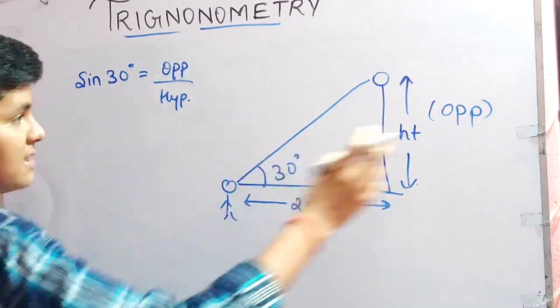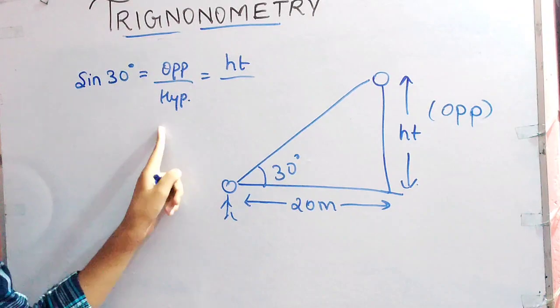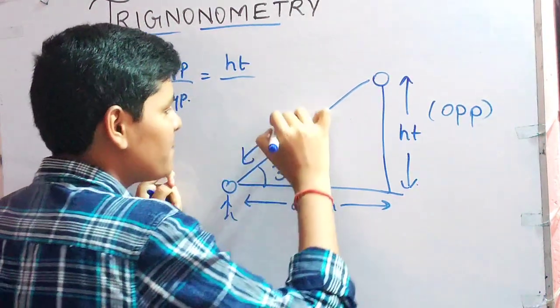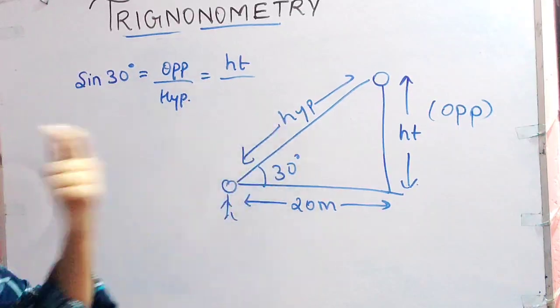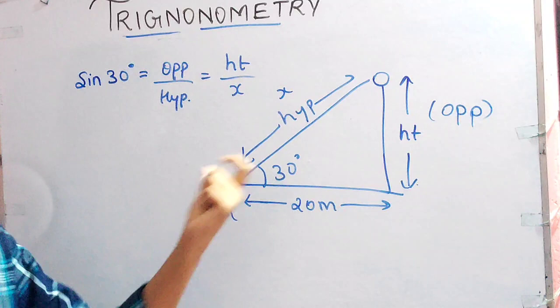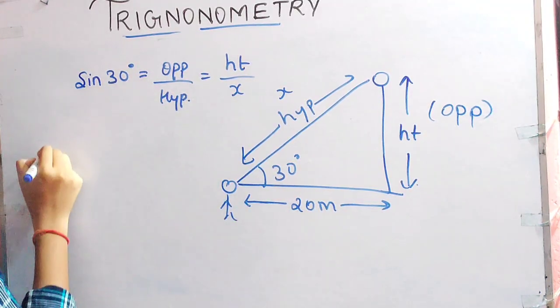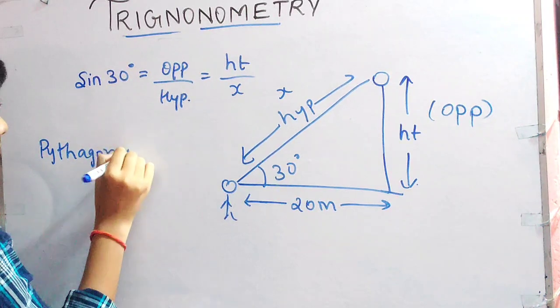Okay. What is this opposite? Opposite is equal to height upon the hypotenuse. This side is the hypotenuse. Okay. Now let us suppose the value of the hypotenuse is x. So how to find the hypotenuse? We know that there is a theorem called Pythagoras theorem.